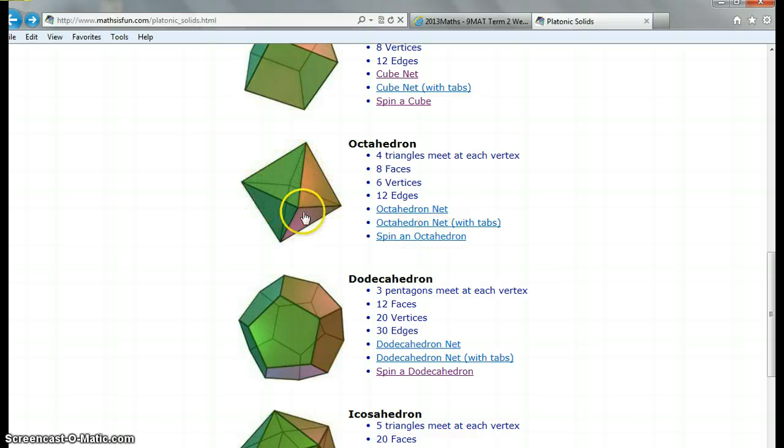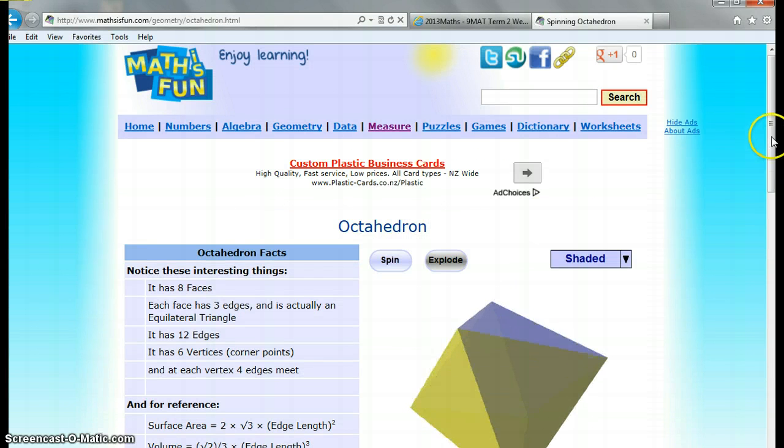So the next possible Platonic solid is an octahedron. So we have 8 equilateral triangles. So this shape has got a very cool amount of symmetry in it. Whichever way you put it, it kind of maps onto itself, if you like.